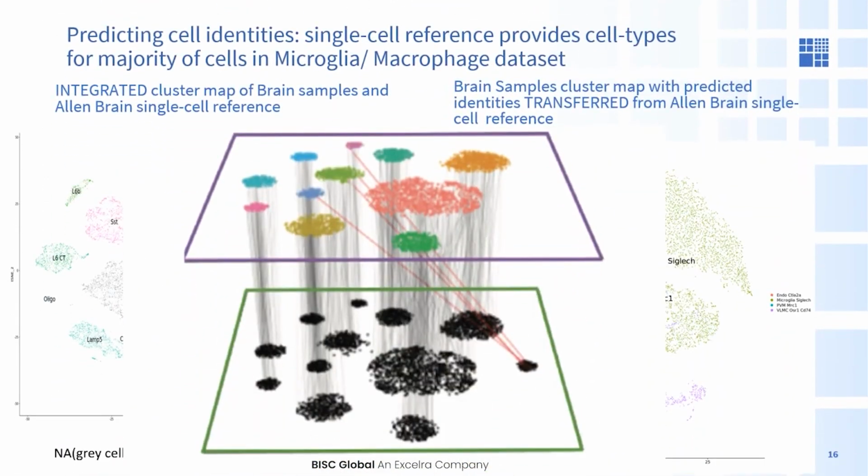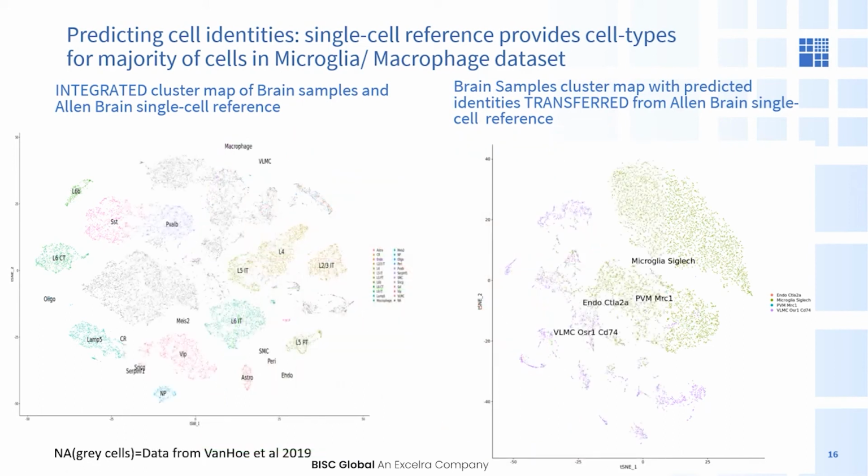So let's say you have a data set that contains many cell populations, but you're not sure what the makeup of your single cell data set is. There are many different ways that you can actually import cell identities from reference single cell or other data sets. So on the left here, we've taken the Allen Brain Institute single cell reference data set and combined it with our microglia macrophage data set from previous slides.